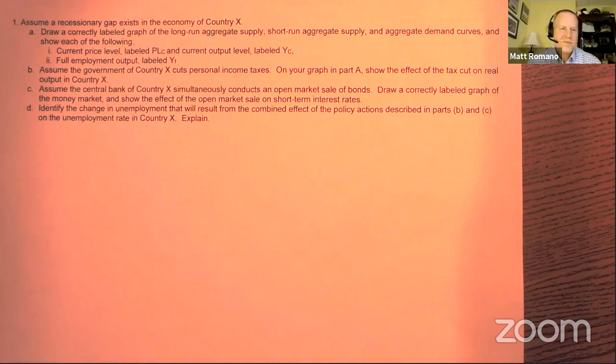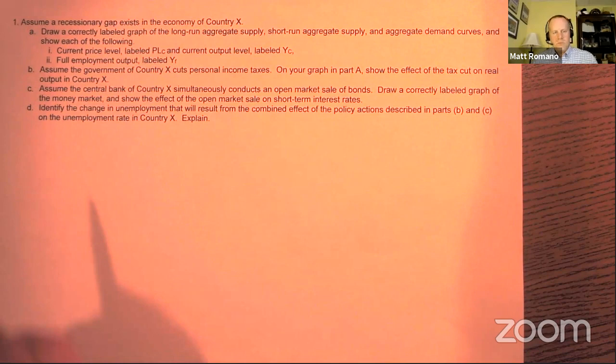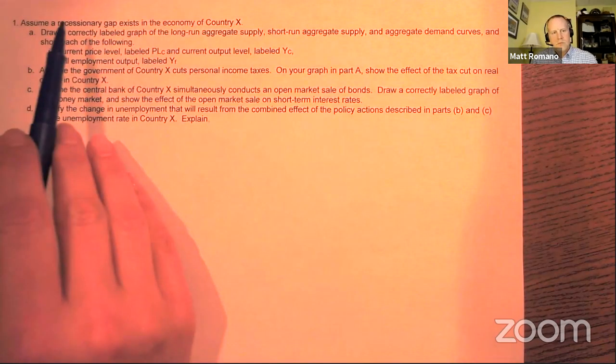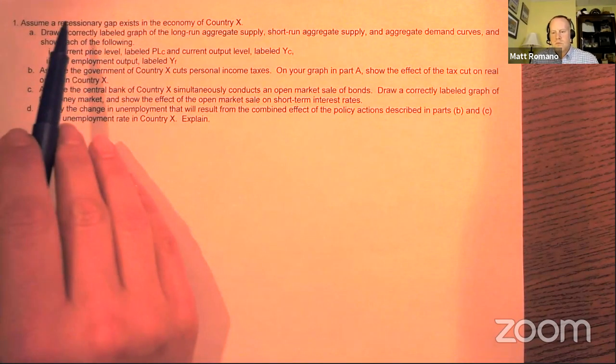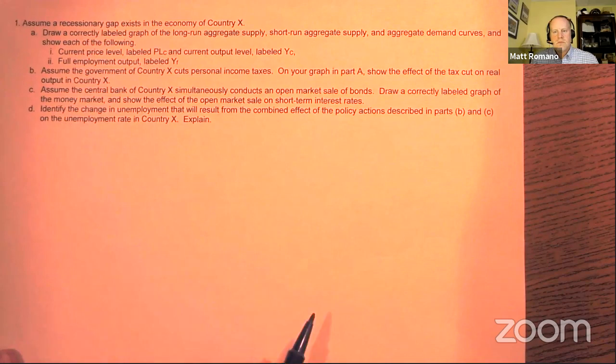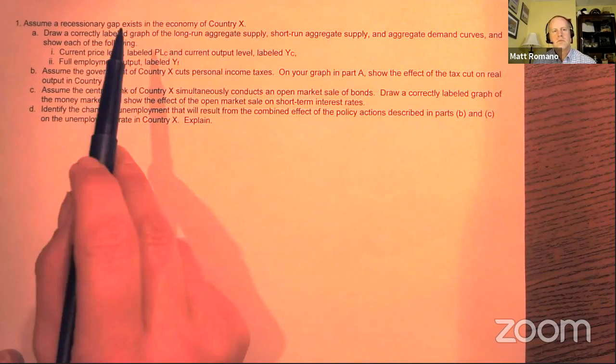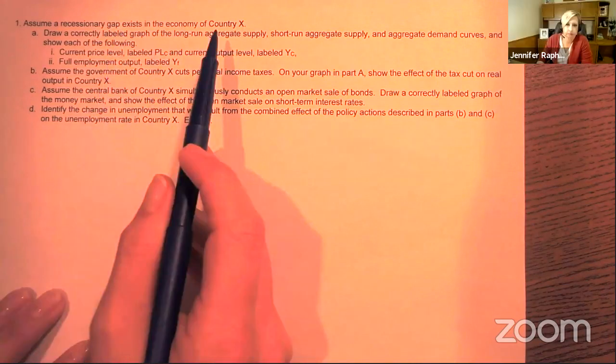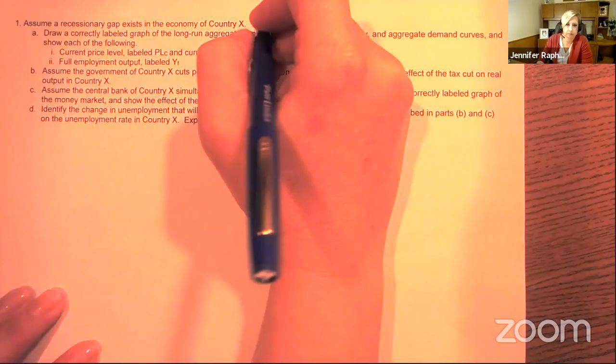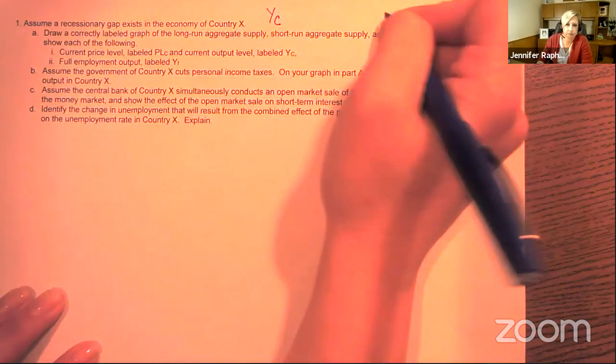Excellent. So you want to pre-read the question and you want to sketch out where you're going. I'm going to take you through the whole question. We're going to annotate it, and then we'll answer the question as if we were taking the exam. So we're assuming a recessionary gap exists in the economy of country X. A recessionary gap means that current output, the current real GDP, is less than potential or full employment levels of output. So that's going to indicate what kind of AD-AS model we draw.